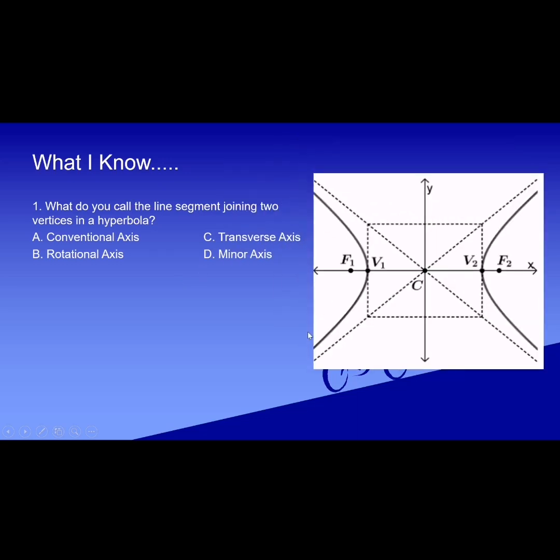Kung titingnan natin yung graph ng hyperbola, so we are asking the line segment joining two vertices in a hyperbola. So, meron tayong segment dito, joining two vertices, V sub 1, V sub 2. Tawag niyan is transverse axis. So that is segment V sub 1, V sub 2 is called the transverse axis na may sukat na 2a. So the answer is letter C, transverse axis.